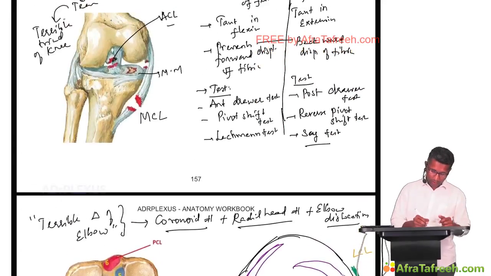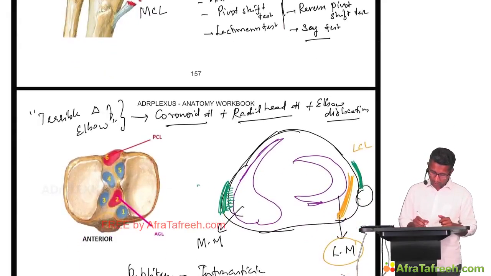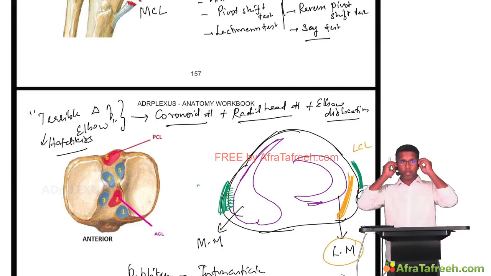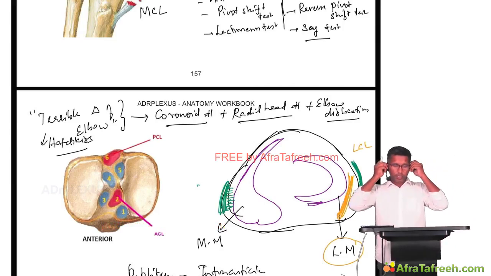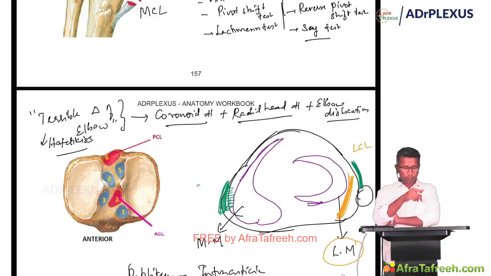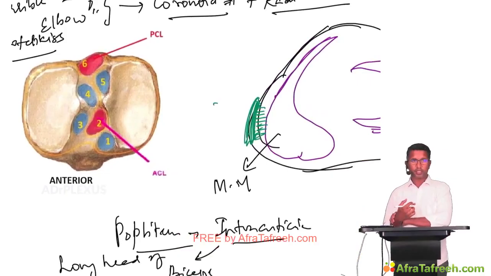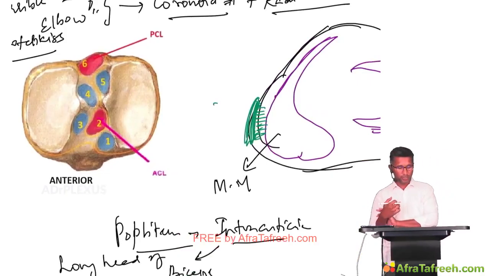The terrible triad of the knee is also called O'Donoghue's, and the terrible triad of the elbow is also called the terrible triad of Hotchkiss. So this is about the two terrible triads around the hinge joints, one around the elbow and one around the knee. Now when you take a section like this, this is again a frequently asked question.